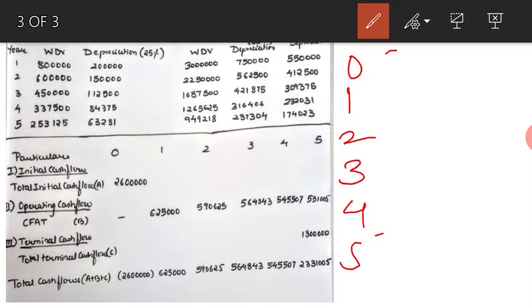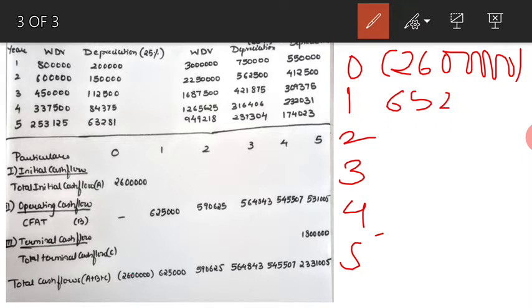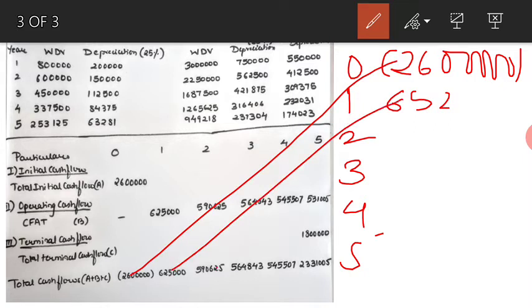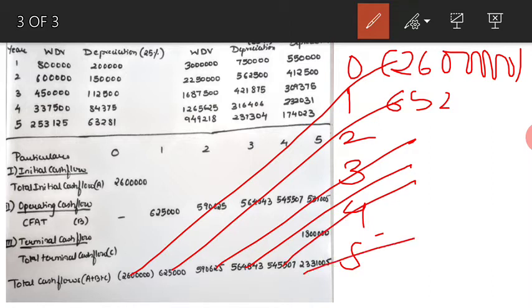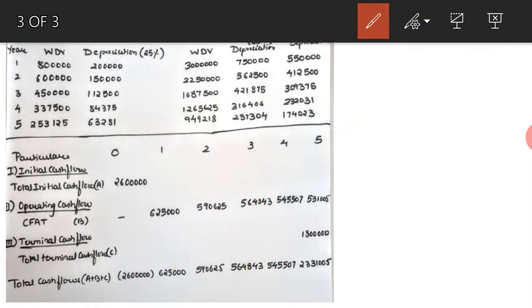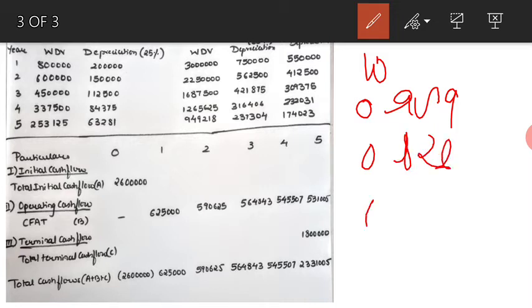So to calculate NPV, we need cash flows. So this would be 26 lakhs. Then this would be 6,25,000. These are the values that we are considering over here for second year, third year, fourth year and fifth year. So these are the values that we are going to consider in a vertical format. Then find out the present value factors. If you remember, if it is at 10%, then we find out the present value factor at 10%, 0.909, 0.826, 0.751 and so on.